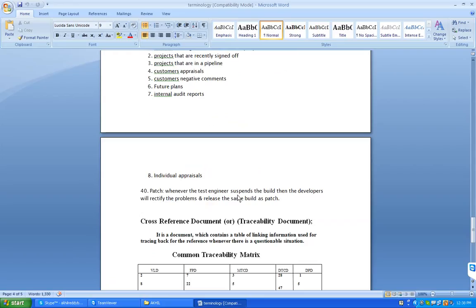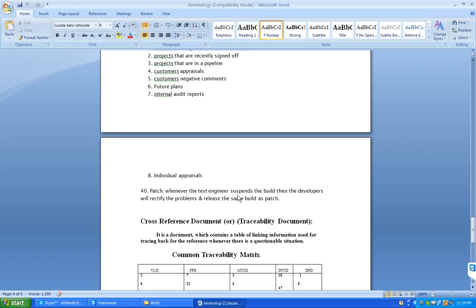Next, patch. Patch means after a defect is raised, developers patch the defect. They make some changes and release it again to the testing department. They will not develop a new one. They only rectify the problem in the already developed product and send it to the testing department. That is called patch. Yes, these are the 40 terms we regularly use whenever working with a software company. That is called terminology.